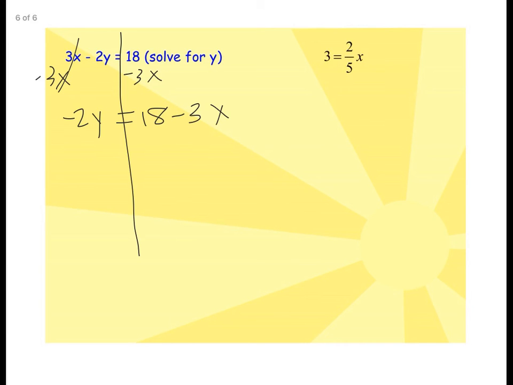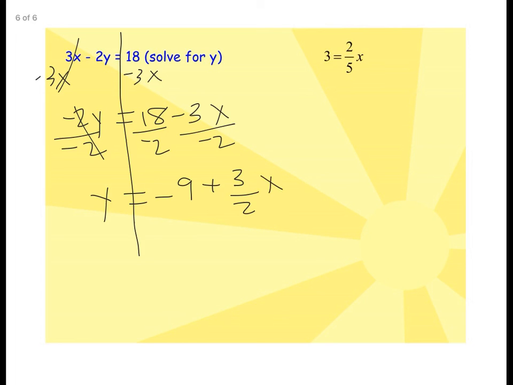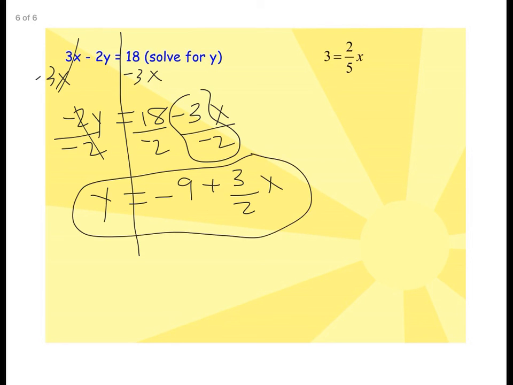Again, I can't combine the 18 and the 3x because they're not like terms. And then I have to divide out the negative 2. Some of you guys like to divide each piece like that by the number. That's okay too. So I get negative 9. It becomes plus 3 halves x because I have two negatives again. And that's my final answer there.